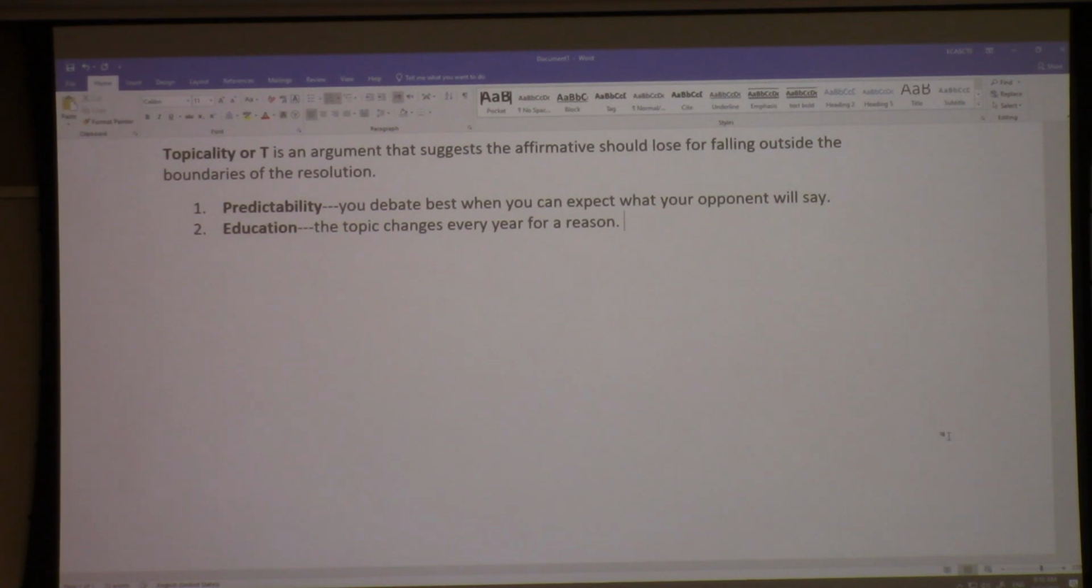If an affirmative were to avoid that controversy entirely by debating something entirely different, then the debate wouldn't be as educational, and it would also be more difficult for the negative to win. So our two reasons that we care about topicality are predictability and education. Okay, so second, what should topicality shells look like?